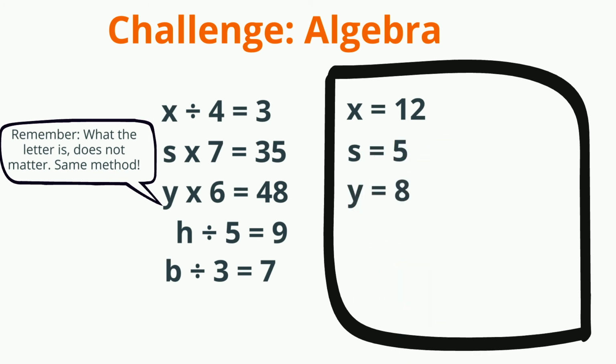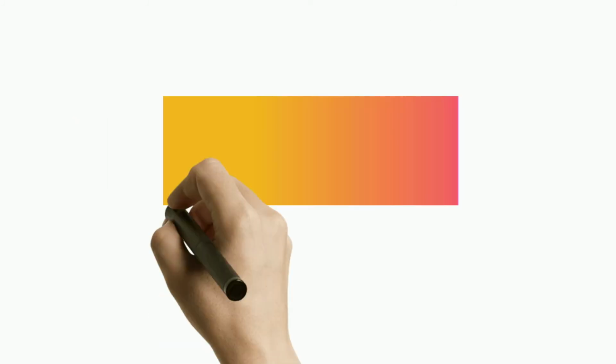h divided by 5 equals 9. Therefore, h is equal to 45. Those are 5 times tables. And very last, fifth question, b divided by 3 equals 7. That divide by 3 moves across to become multiplied by 3. So b equals 7 times 3. b equals 21. Really well done.